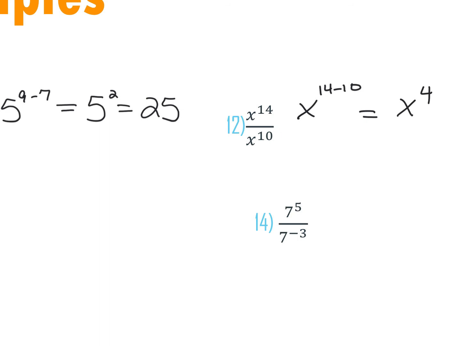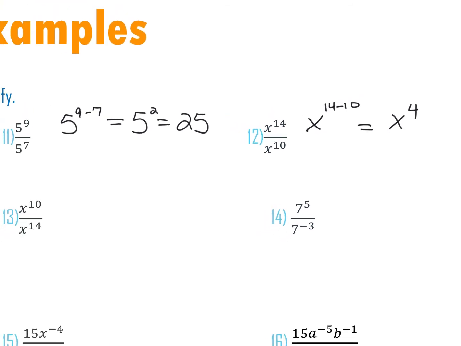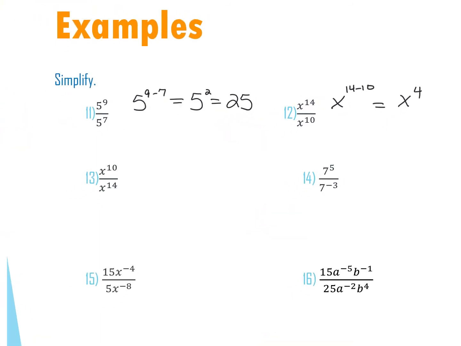Numbers 13 and 14 are still the same, just be careful with the signs. So for number 13, it's x to the 10 minus 14 power, which gives me x to the negative 4 power. And remember, when you have a negative exponent, think reciprocal and put it in the opposite spot, so it moves to the bottom. Same thing on 14.